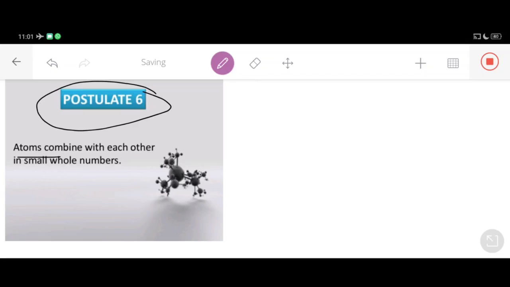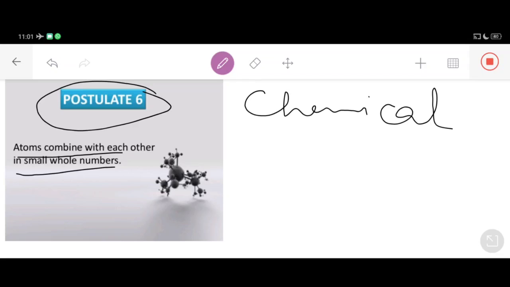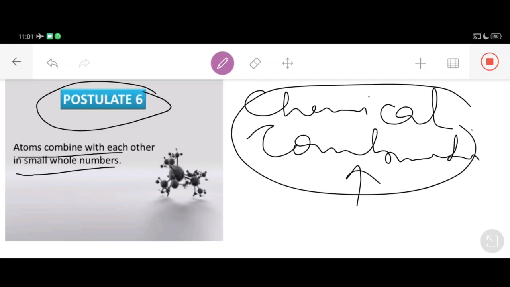The sixth postulate of Dalton's atomic theory is that atoms combine with each other in small whole numbers, my dear students. What does this postulate actually mean? Whenever I talk about chemical combination, mark my words and jot it down: chemical combination means whenever there is a chemical reaction. During chemical combination, atoms of different elements combine in simple whole number ratios to form compounds.